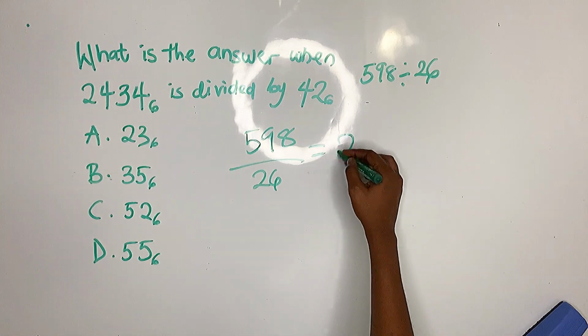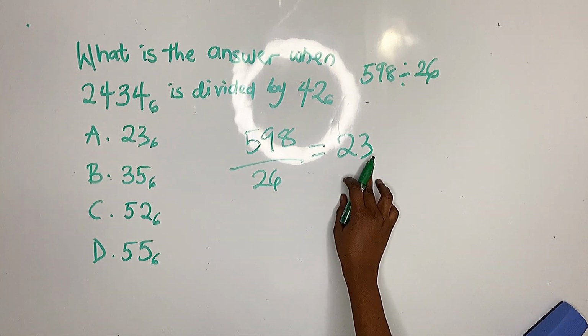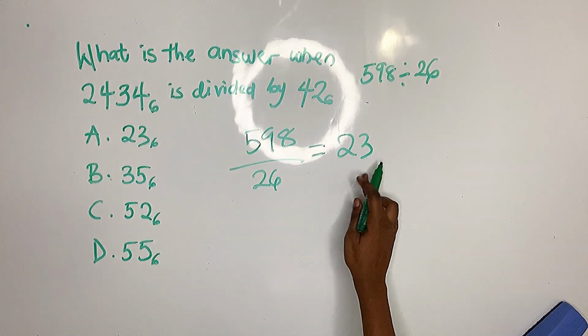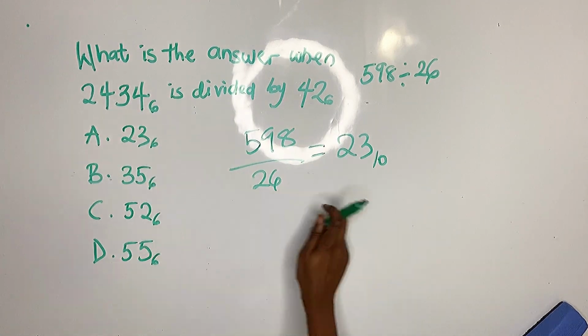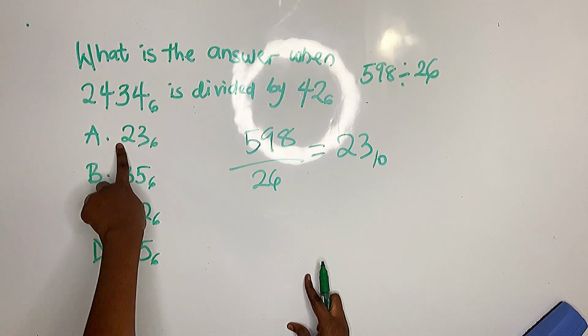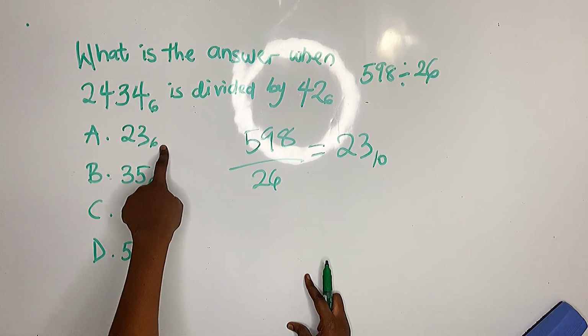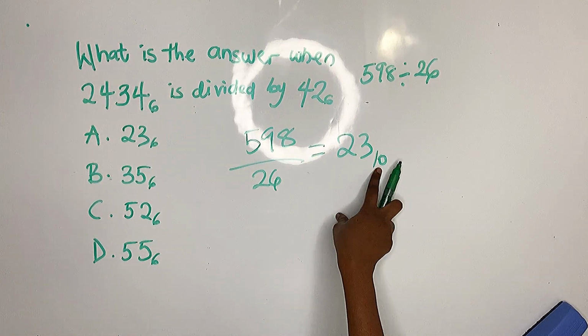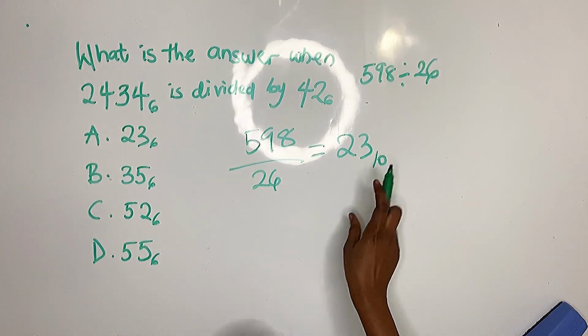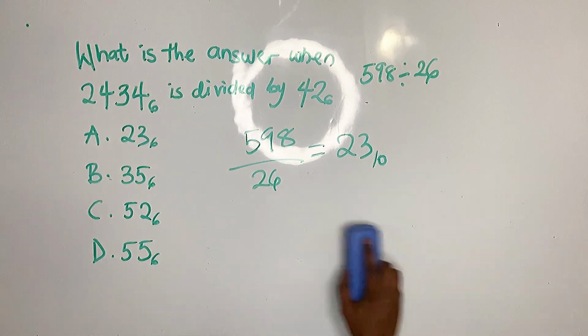So this is just 23. And right now your answer is still in base 10. So we have to convert this from base 10 to base 6 before we can find our final answer. Now look at your options. There's actually an option that says 23 base 6, okay? But this is to confuse you intentionally. So don't mistakenly pick this answer when you've not converted back to base 6. So let's convert 23 base 10 to base 6.